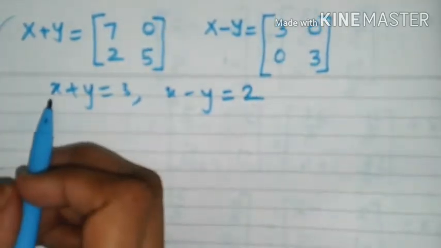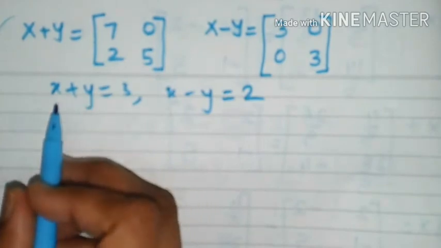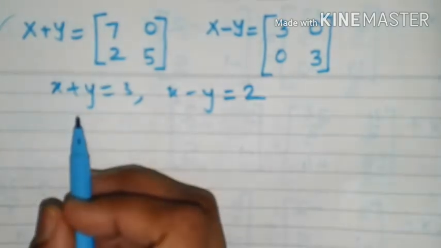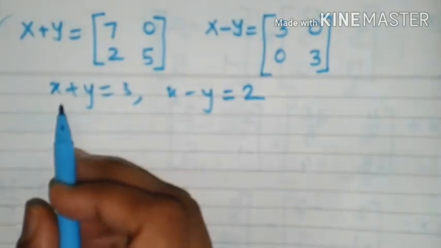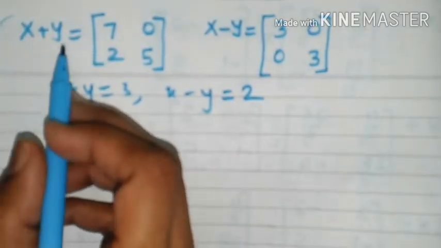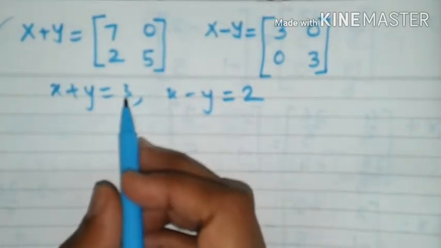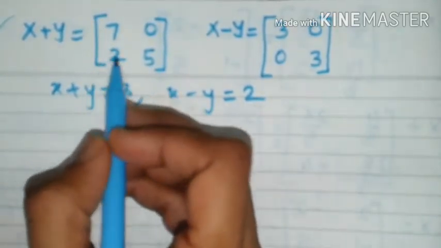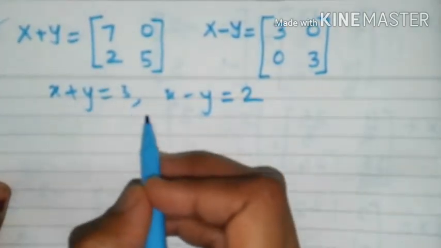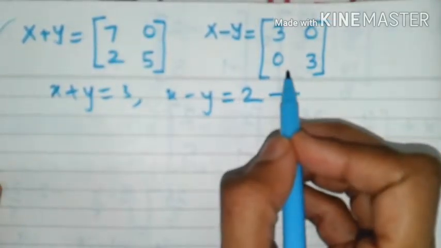So the only difference between this set of equations and this equation is that here the smaller case x and y are numbers, whereas here capital X, capital Y are matrices. And here the right hand side part is just one single number, whereas this is a single matrix. So apart from this, there is no real difference. So just like we solved this set of simultaneous equations, we will be solving this simultaneous equation.